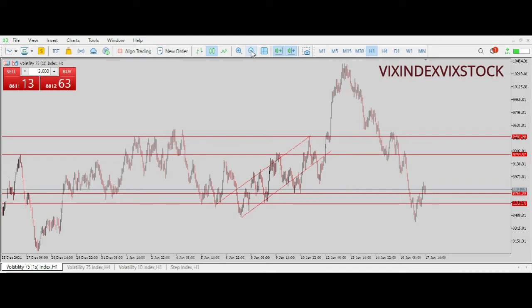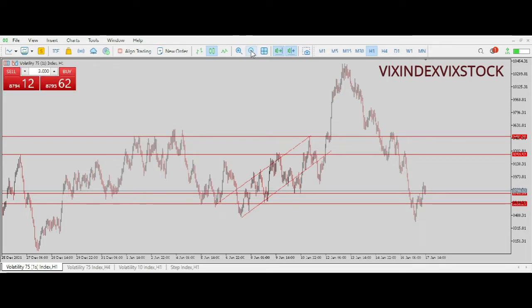Number 7, try not to open more than 2 positions per trade. It's because synthetic indices are very volatile, and if you start opening many positions, and you go into drawdown, you can easily blow your account. So try to stick to opening no more than 2 positions per trade.